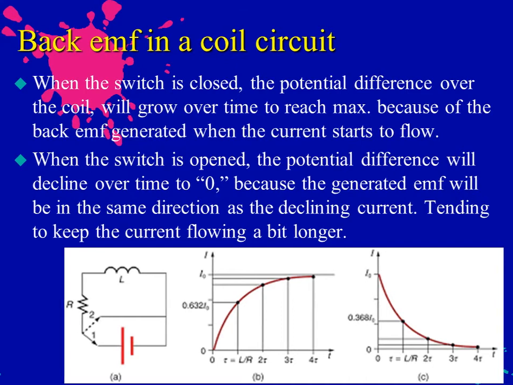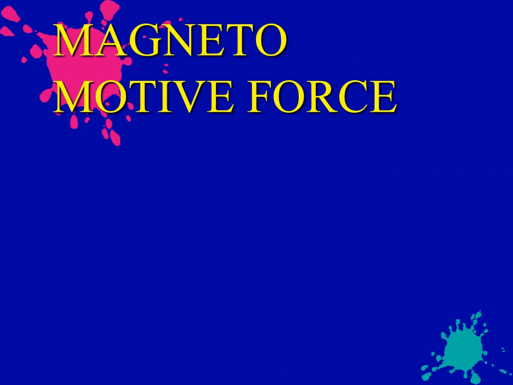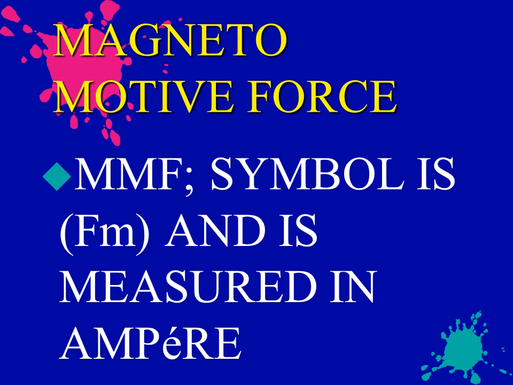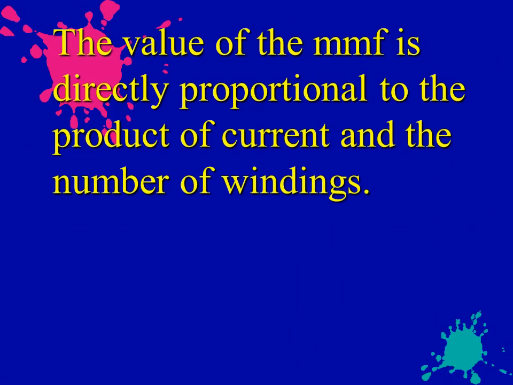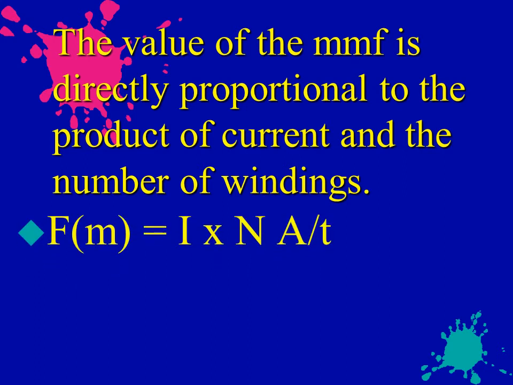What is a magnetomotive force? The symbol used for MMF is Fm and it is measured in amperes. The value of the MMF is directly proportional to the product of current and the number of windings. Therefore, Fm equals I, which is the current, times N, the number of turns, measured in amperes per turn.